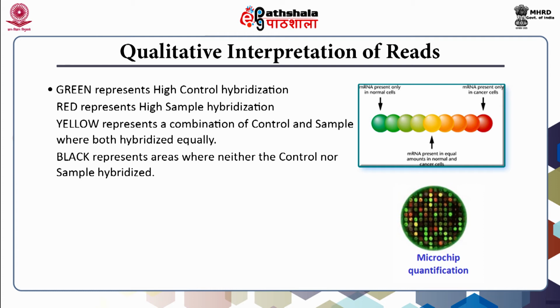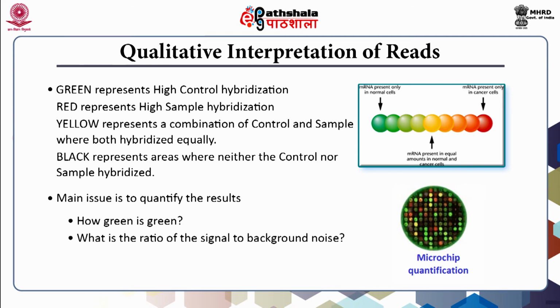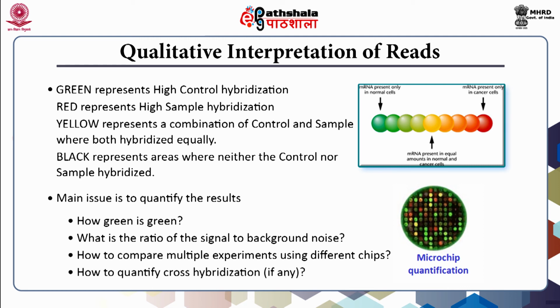Now, coming to the quantitative interpretation of the reads, we have to understand how to quantify the amount of color that is achieved after the overlay, meaning how green is the green, what is the ratio of the signal to the background, how to compare multiple experiments using different chips, and how to quantify cross hybridization, if any.